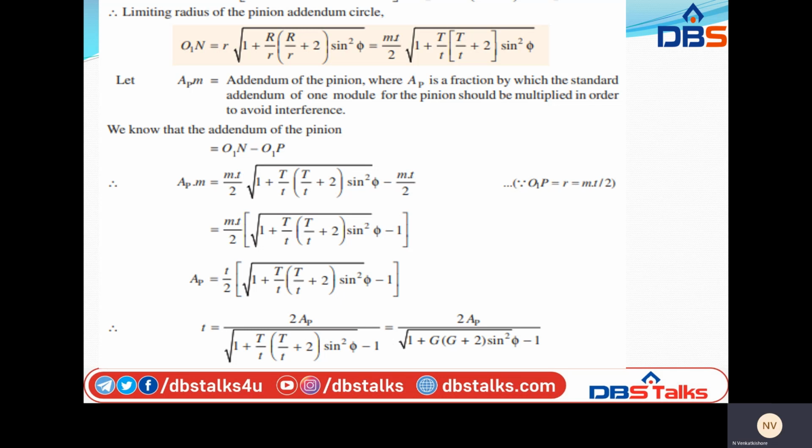So by calculating these modules we get AP, that is the fraction of the addendum of the pinion. So AP is equal to t by 2 into the square root of 1 plus capital T by t into (capital T by t plus 2) into sine square phi minus 1.